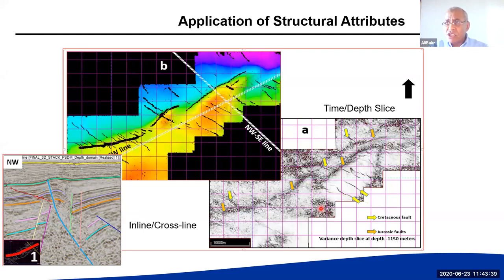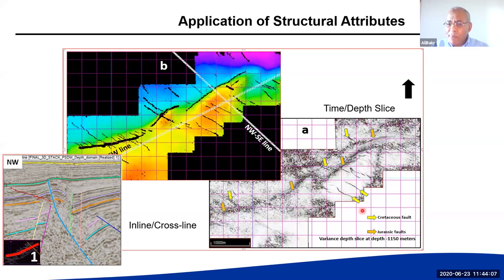In that variance cube, I can cut a time slice, like this one, or a depth slice if the data is in the depth domain. I can slice at any level, from zero up to the end of the data. And on this time slice, I can look for the strike of my faults. Look at these nice fault strikes, very resolvable.